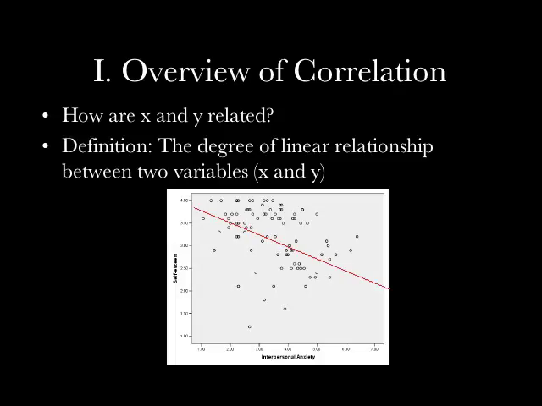Okay, so an overview of correlation. The primary reason for conducting correlational analyses is to determine how your x and y variables are related. The formal definition of a correlation is that it demonstrates the degree of linear relationship between two variables. For example, in the graph you see here, we are interested in how interpersonal anxiety along the x-axis and self-esteem along the y-axis are related. The best graphical representation of this type of analysis is a scatter plot, because it visually represents the direction and distribution of your data.